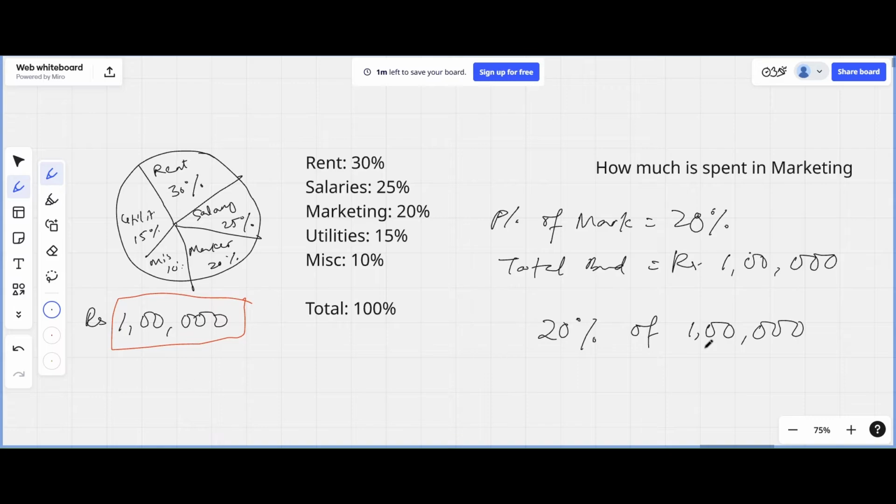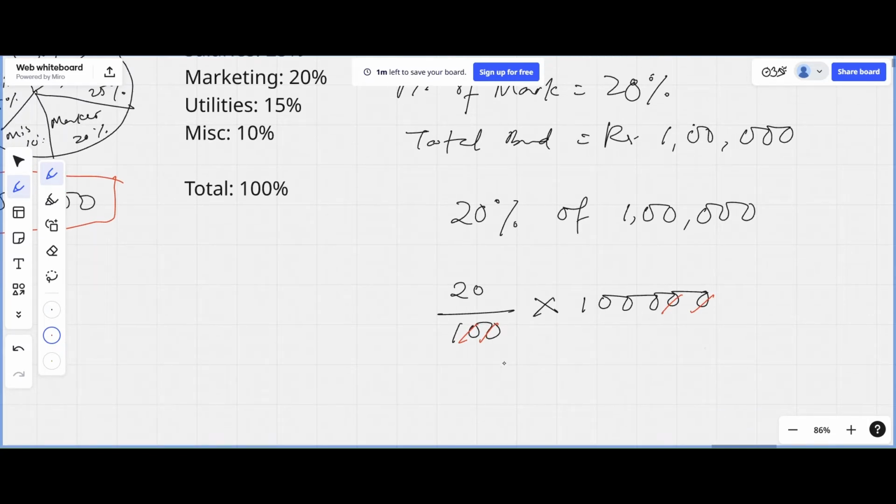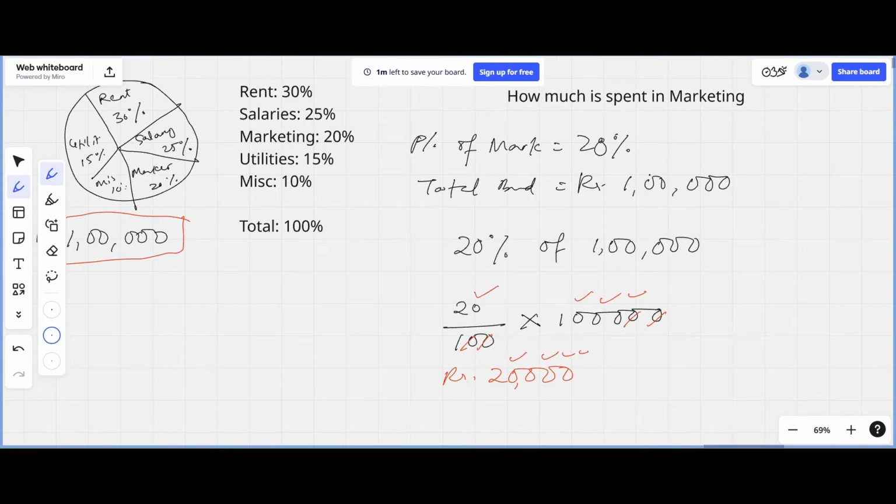If you're writing percent, 20 by 100 will come out like this, and "of" will turn into multiply, and 1 lakh will be like this. So you just cancel this, and the answer will be 20,000. How do you find out 20,000? Just count the number of zeros: 1, 2, 3, 4. So the amount is 20,000. That's it. Do you get it?